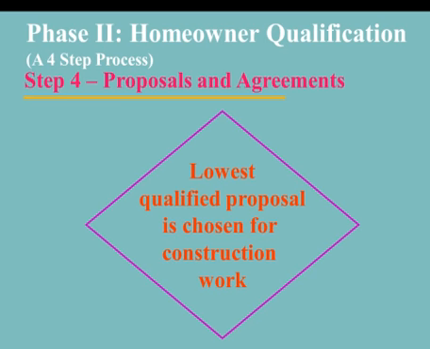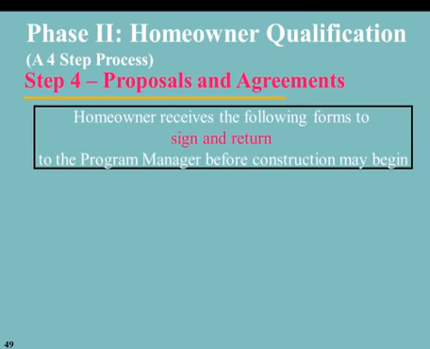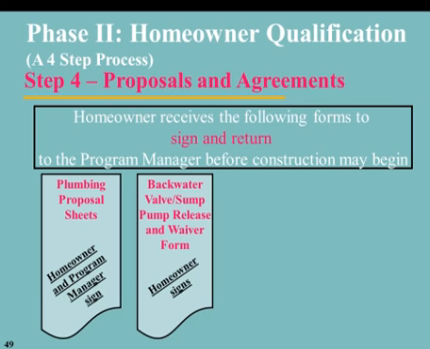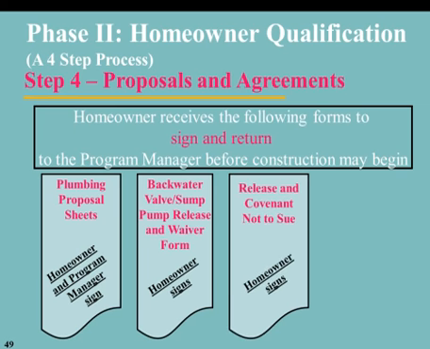So then the lowest qualified proposal is chosen, and the homeowner receives the following. The proposal sheets, you sign the proposal that you want to go with. There's a release and waiver form that basically says you're not going to sue us for trying to help you. There is a release and covenant not to sue, and this gets filed with the Register of Deeds for Douglas County, and it lets any future owners know that a backwater valve and or sump pump are part of the property.